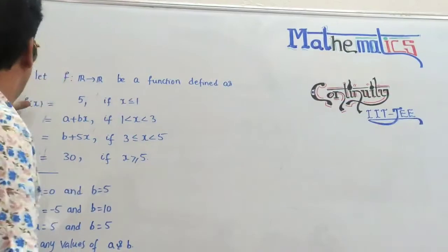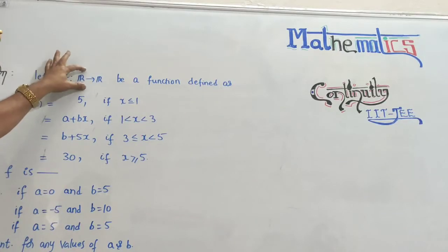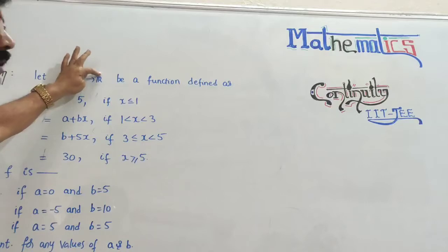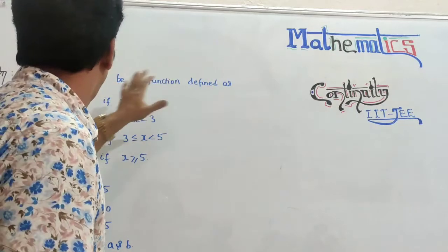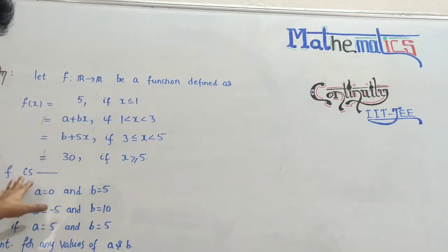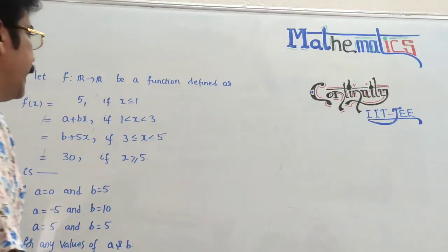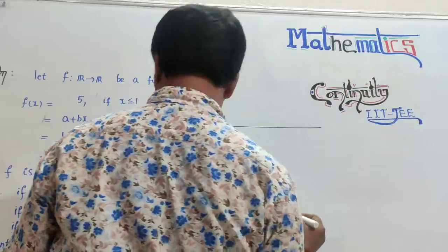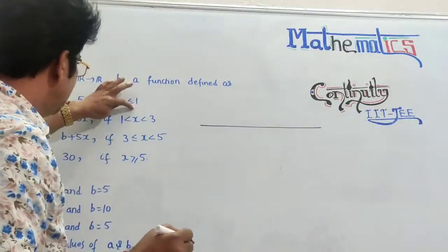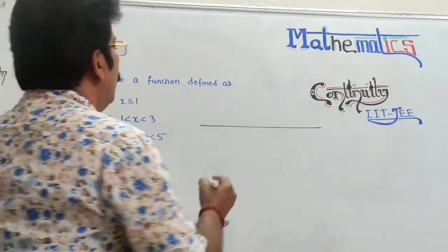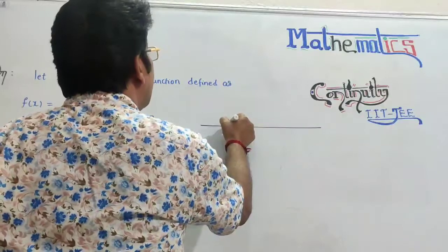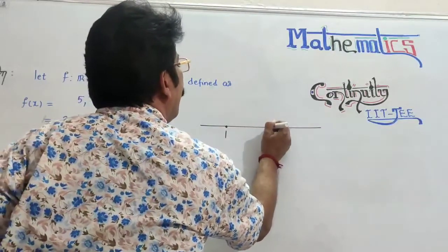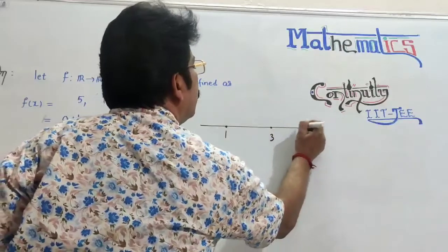Next question. Let f from capital R to capital R, the real number set as domain and codomain, be a function defined as so and so. Then f is what? He said like that. First, this is the real line. So numbers 1, 3, 5. This point is 1, next 3, next 5.